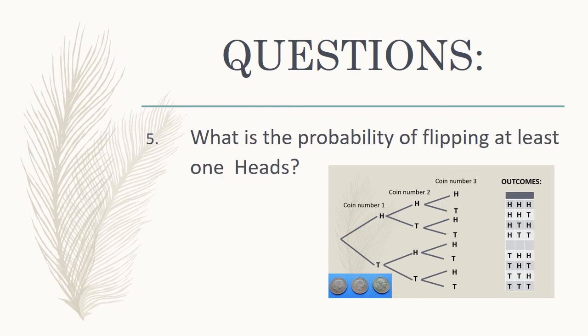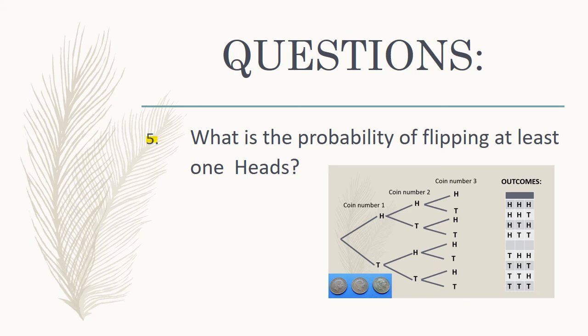Sorry, I said that was the last question. So this question should actually be number 6. Sorry about that. So there's 6 questions over here. This is now the last question. Okay, so now they say, what is the probability of flipping at least one heads?